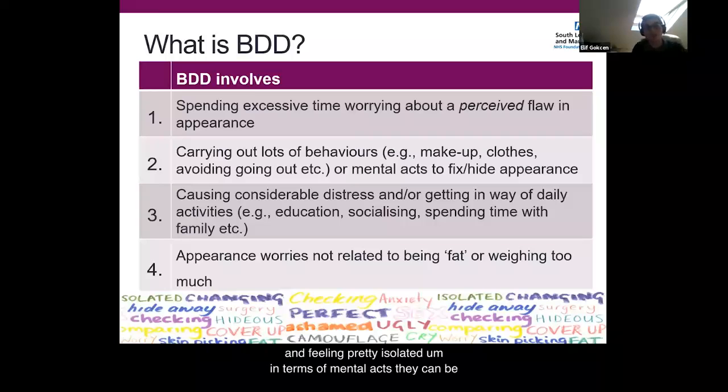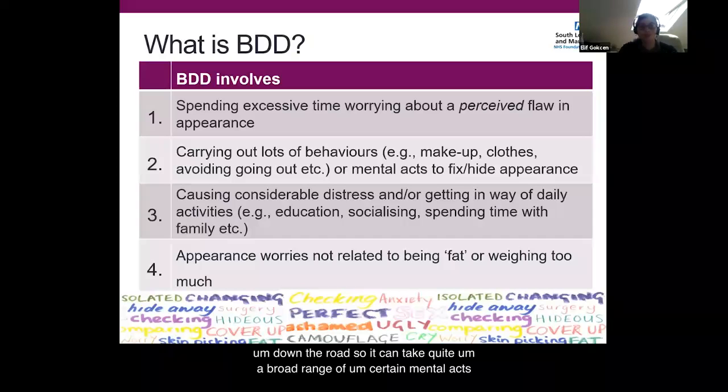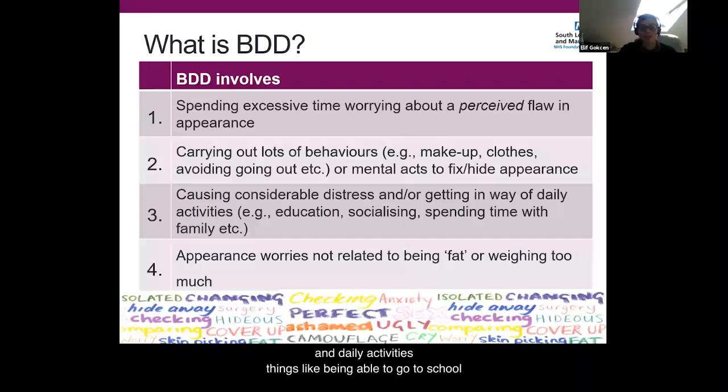In terms of mental acts, they can be things like comparing their appearance to people they're seeing on the screen or walking down the road. So it can take quite a broad range of mental acts that we can cover later on in our talk. What we know is that BDD causes a considerable amount of distress and really gets in the way of daily life and daily activities, things like being able to go to school, socialize with friends, spend time with family, and lots of people can also describe stopping doing the things that they used to enjoy as well. So we know that the impact and the distress caused by BDD is really, really great.